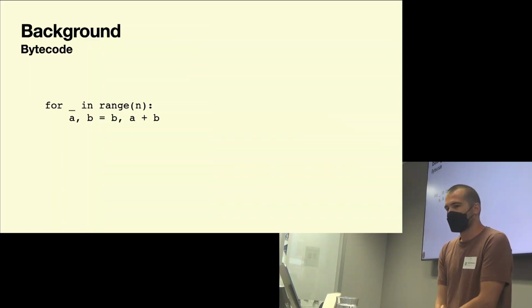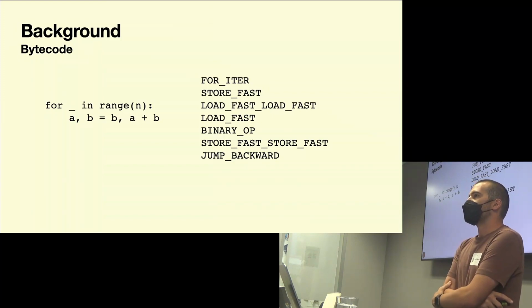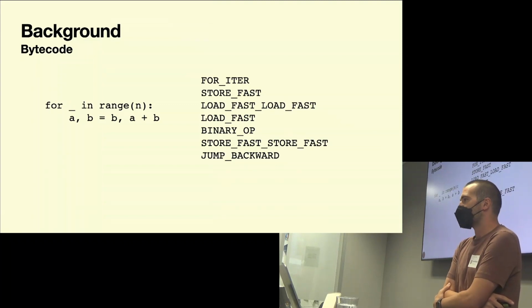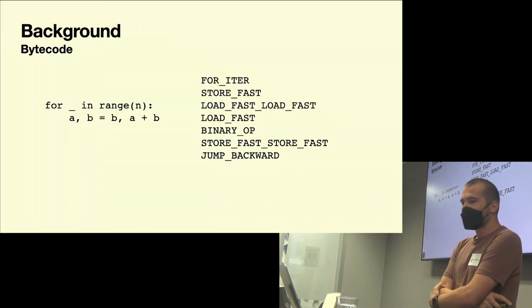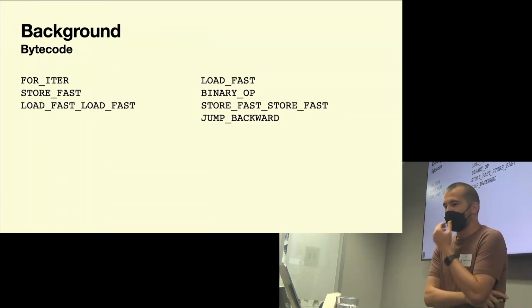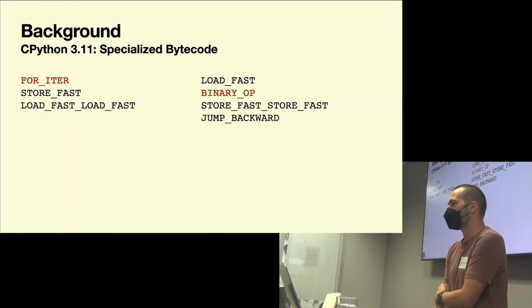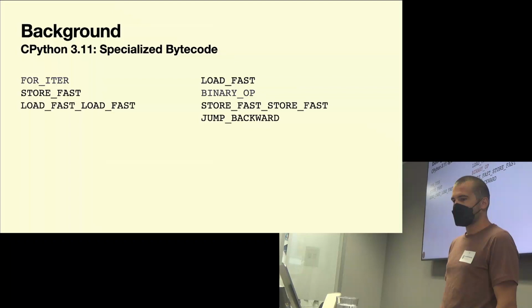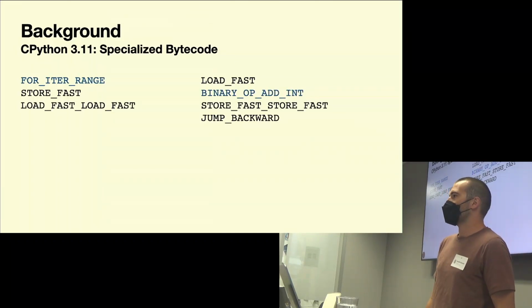So if you look at the bytecode for this function, it'll look something like this. If you want to know how the bytecode works, you can look at the dis documentation, but basically these are generic instructions that have mostly remained unchanged since the earliest versions of Python. However, in 3.11, we got our specialized bytecode. That took generic operations like FOR_ITER and BINARY_OP and allowed us to specialize those at runtime, for example, for iterating over a range object or adding two integers together.